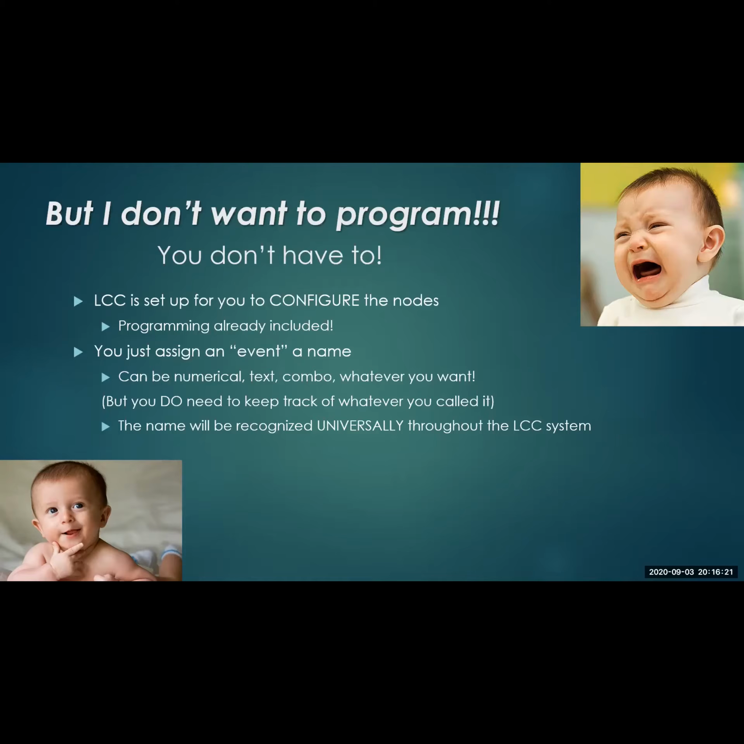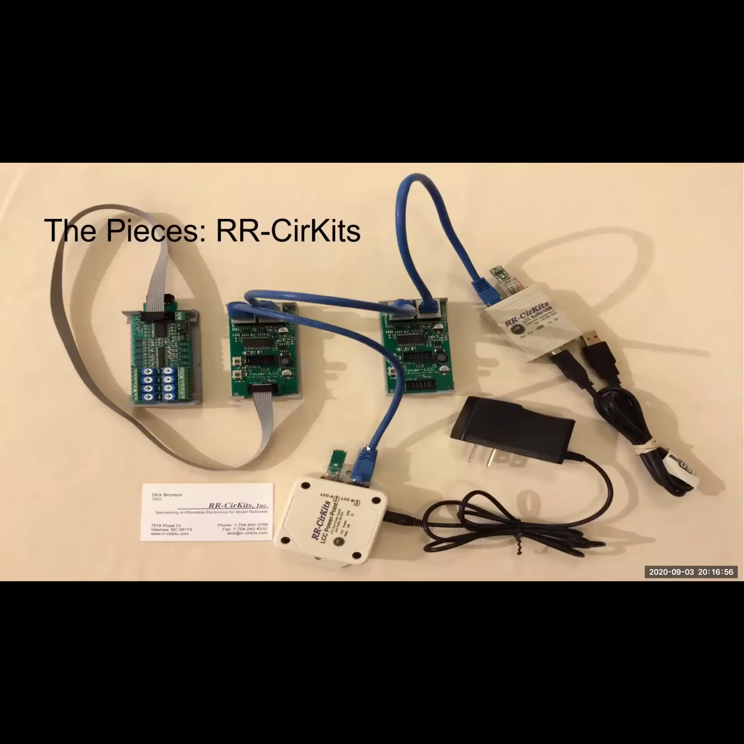It comes loaded with all the code to communicate and everything else. You just configure, I want this button to turn on this light, or I want this to throw a turnout. So you just assign an event a name. It can be numerical, text, a combo, whatever you want. You keep track of it, and that name will be recognized universally throughout the LCC system. You don't have to worry about programming. If you've got an additional node, you just plug it in, and it instantly knows everything about all the other commands that are out there. Pretty cool, huh? All right, moving swiftly along here.